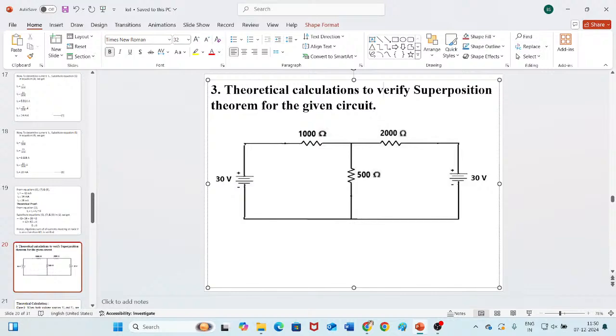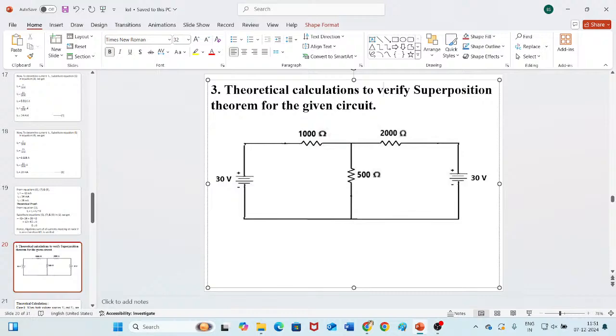Let us calculate the current flowing through this 500 ohms resistor when both sources are present. Let us assume it as I. Now when this source is removed, the current flowing through this 500 ohms when only this source is there, let us assume as I dash. And the current flowing through this 500 ohms when this source is removed and only this source is there, let us assume is I double dash. Then I should be equal to I dash plus I double dash.